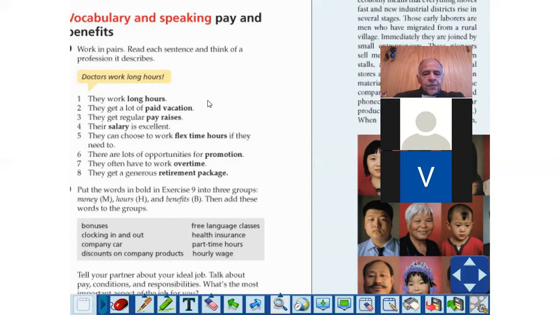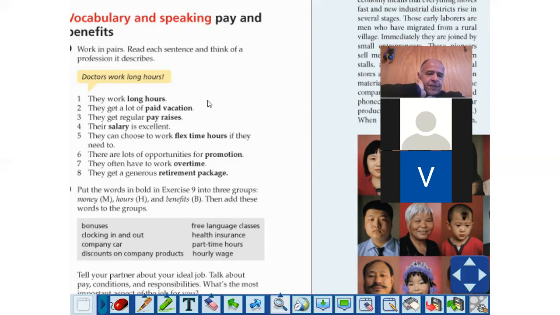They can choose to work flex time hours if they need to. There are a lot of opportunities for promotion. They often have to work overtime, and they get a generous retirement package. Yeah, you say that word, the pronunciation is retirement package. Package. That's right.